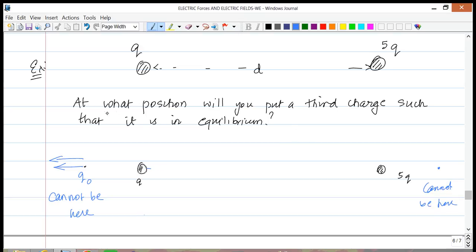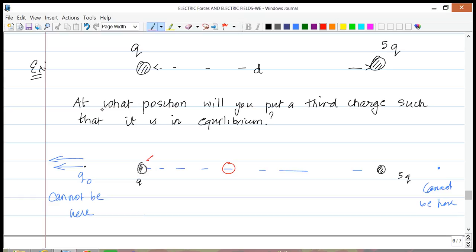which means it has to be somewhere along the line joining the two. Now it also cannot be anywhere off this line, because if I'm somewhere here, then the two forces could be of equal magnitude, but they're never going to have the opposite direction. So it has to be along the line joining the two. So we conclude that it's going to be somewhere in between.